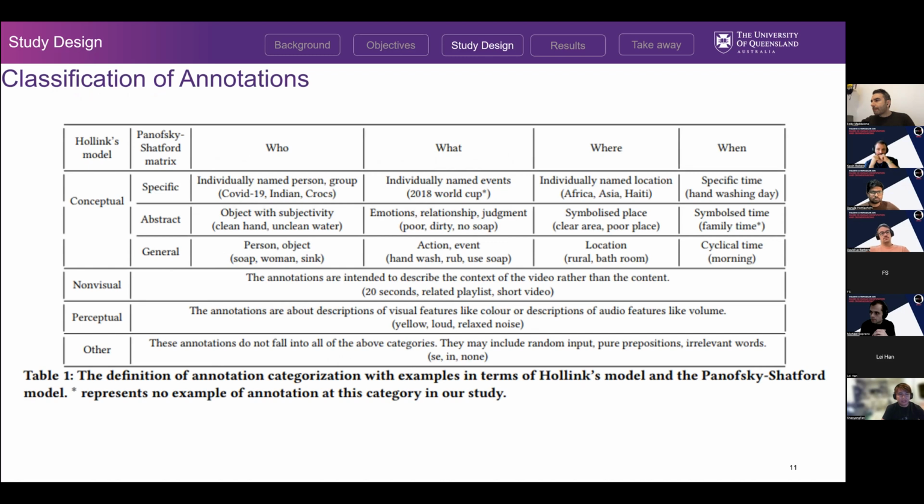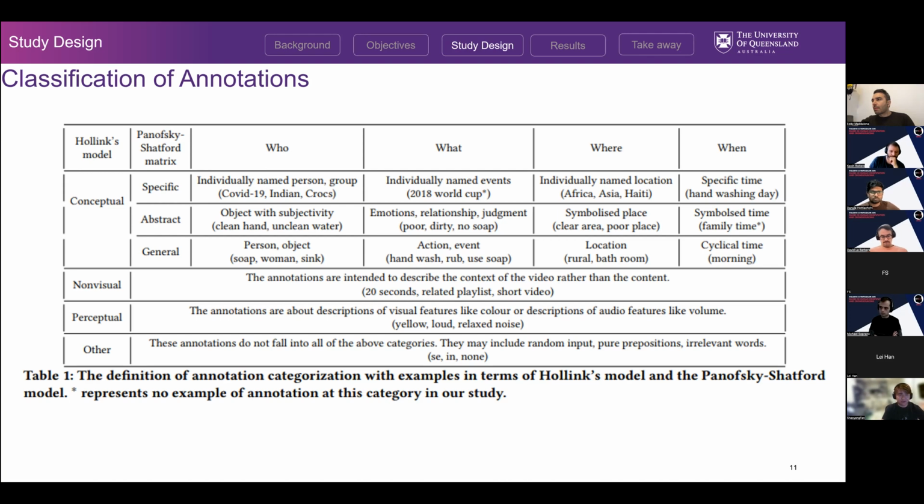And for the annotation, the classification method we used is based on 2 models, the Hollink model and the Panofsky-Chatwood matrix. For the Hollink model, there should be 4 levels for the annotations. The first one is the perceptual level, which means we ask the text to talk about the visual features or the audio features. Another one is the non-visual level, which means those texts should just talk about the context of the video rather than the content.